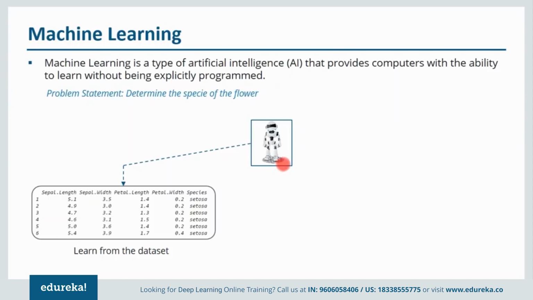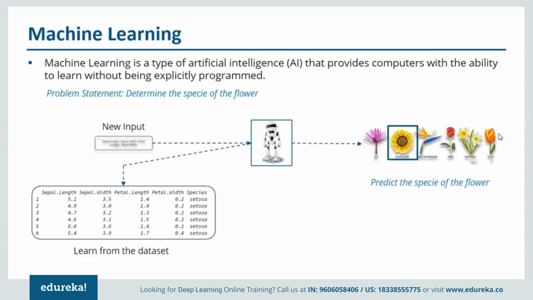First, we need to train our machine on the basis of the data that we have. So in this data, we have sepal length, sepal width, petal length, and petal width, and we have species. So our machine will learn from this data. It will determine what should be the length and width of the sepal and petal in order to classify it as setosa or versicolor or other species of flowers as well. Now what happens next? You have trained your machine from the data set. Then whenever you give a new input to this particular machine, it will predict the species of the flower. So this is how machine learning works.